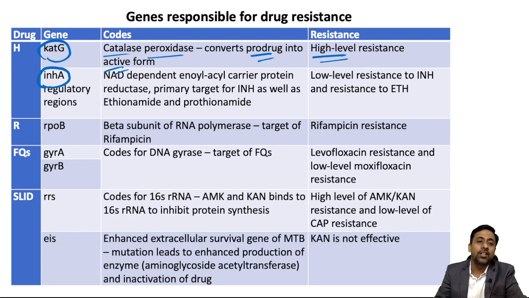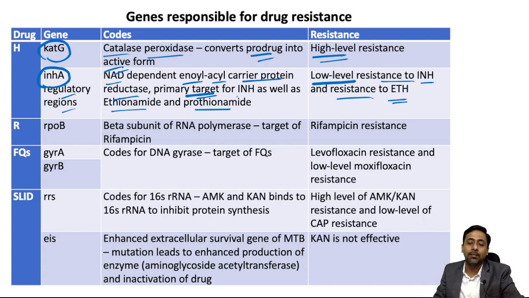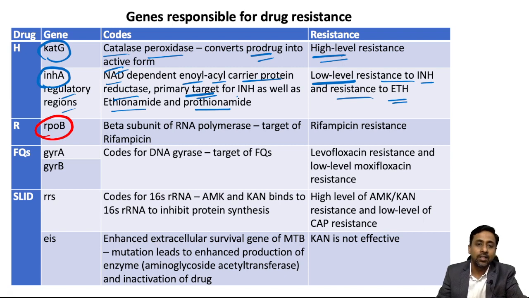The INHA regulatory region codes for NAD dependent enoyl acyl carrier protein reductase, and this is the primary target for isoniazid as well as its homologues, ethionamide and prothionamide. So what it will confer is low level resistance to isoniazid and resistance to ethionamide. That low level resistance can be overcome by increasing the dose of isoniazid. Now, rifampicin resistance occurs by mutation in the RPOB gene, which codes for the beta subunit of RNA polymerase, the target of rifampicin, and leads to rifampicin resistance.